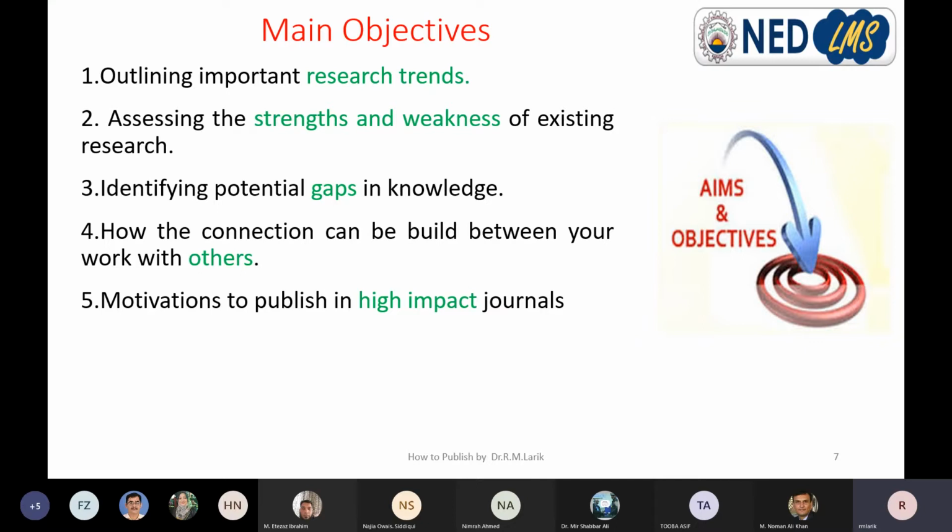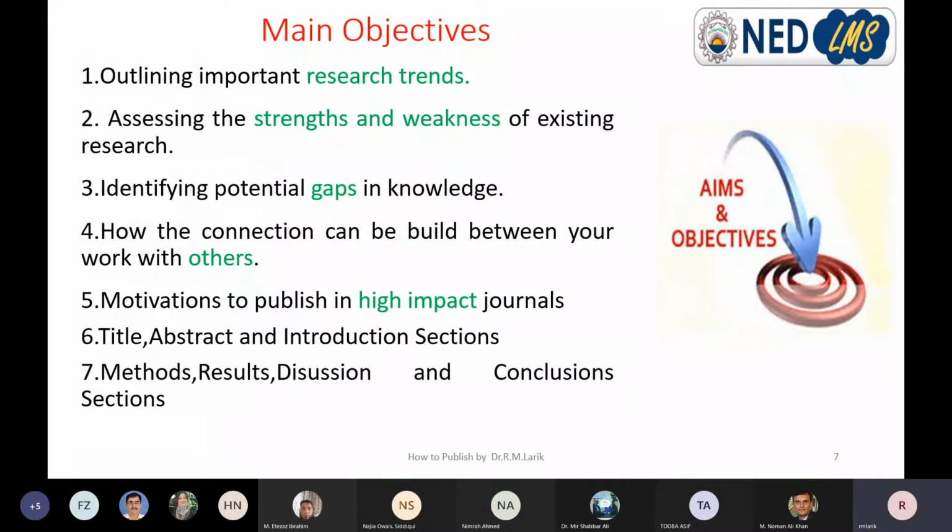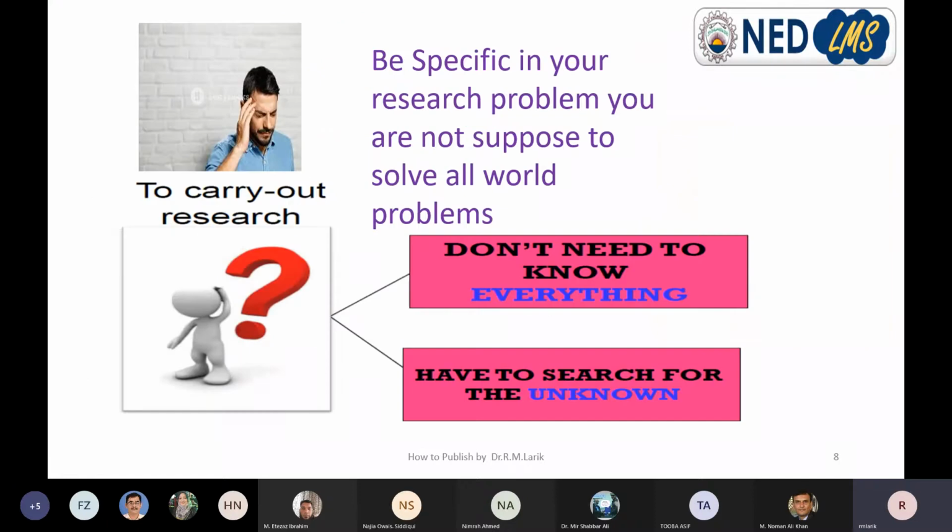Okay, so the main objectives of our today's program are these. We will know about the research trends, the strengths and weaknesses, the potential gap, and the connection between our work and the others. And lastly, at the end of this lecture, I will discuss a little bit about the title, abstract, introduction, and result sections, which are very important in the manuscript for it to be accepted in impact factor journals. So methods, results, discussion, and conclusion in the final sections.